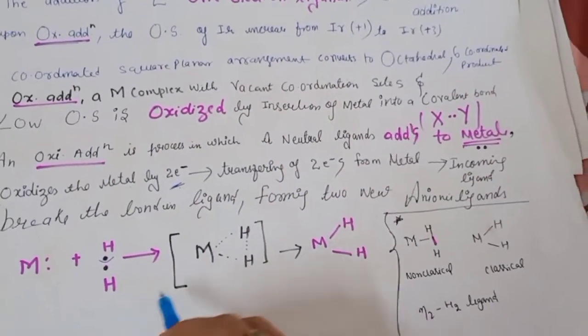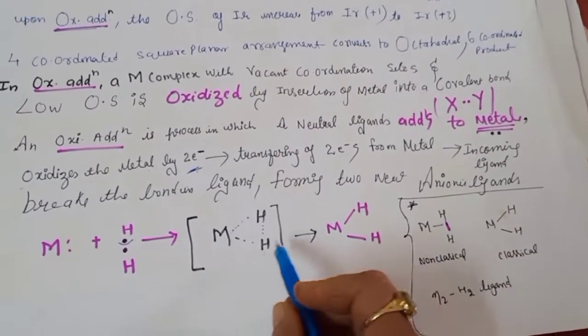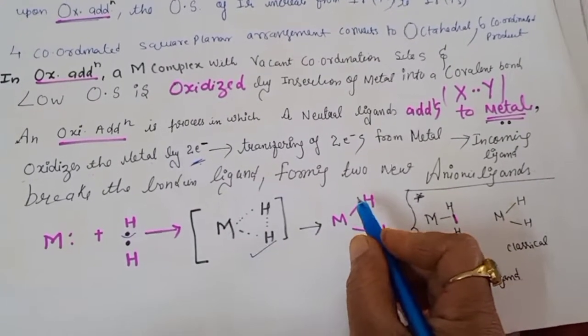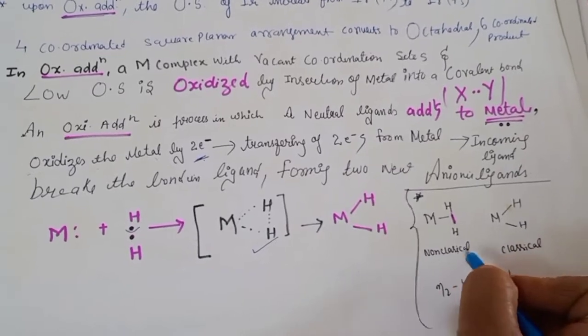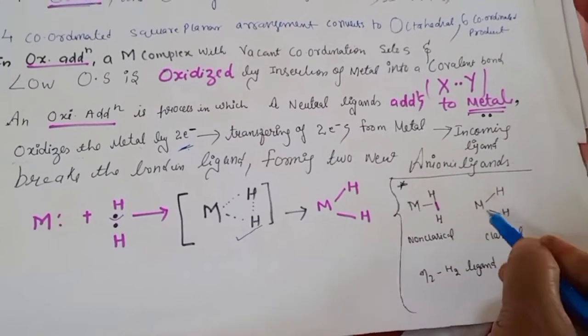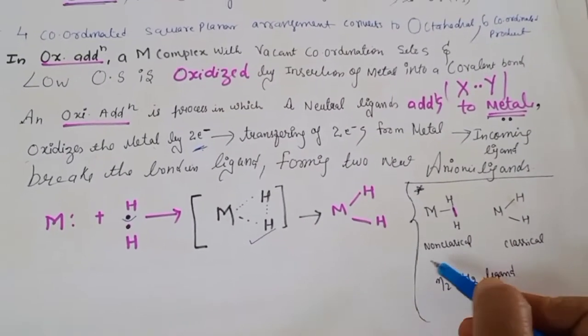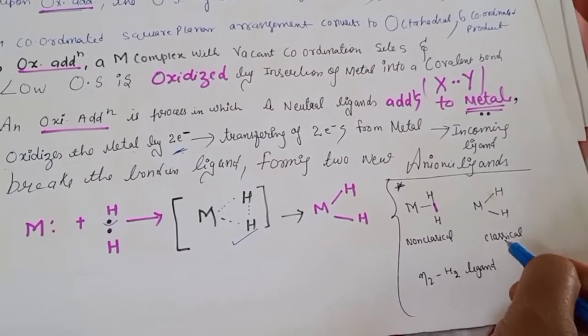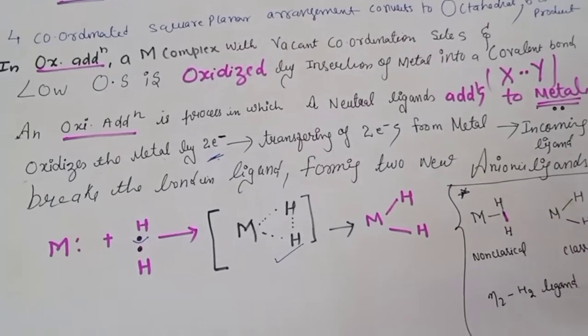We can also represent this. The hydrogen will attach either in a cyclic manner, or it can be attached independently. When molecular hydrogen is added this way, it is termed the non-classical way, and this other type of attachment is known as classical hydrogens. So any mode can be followed.